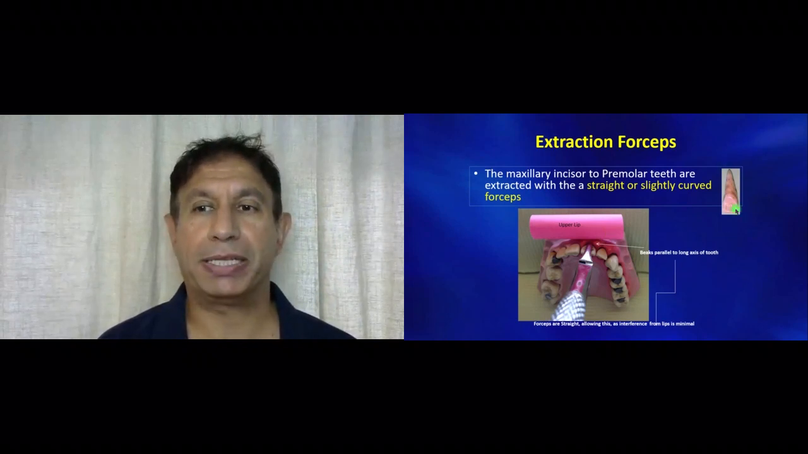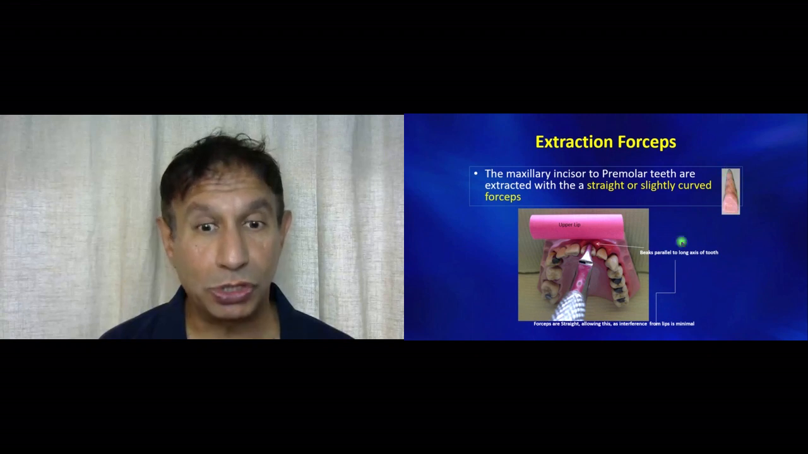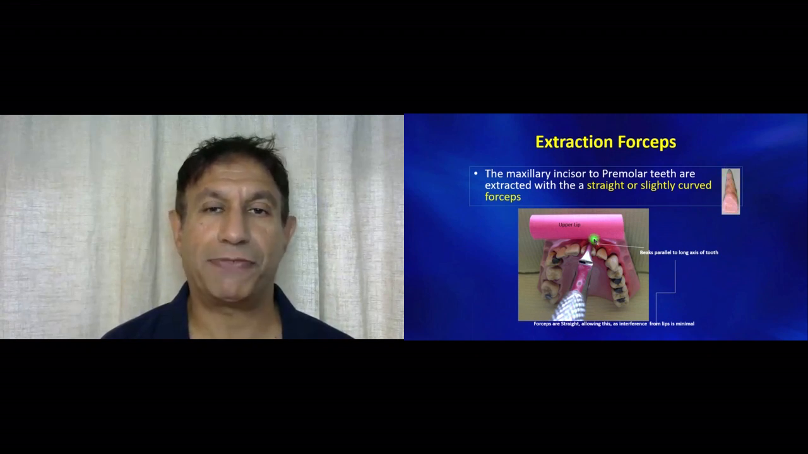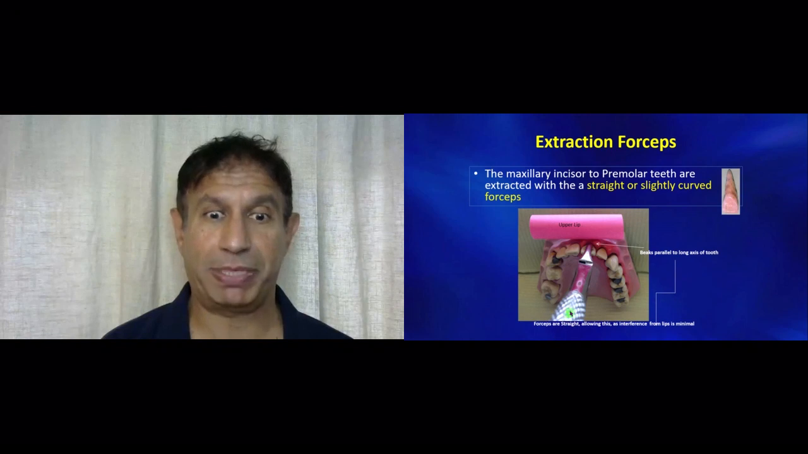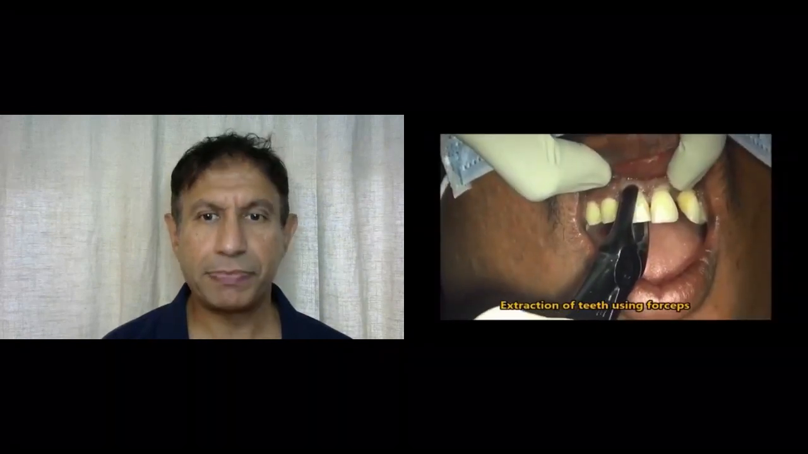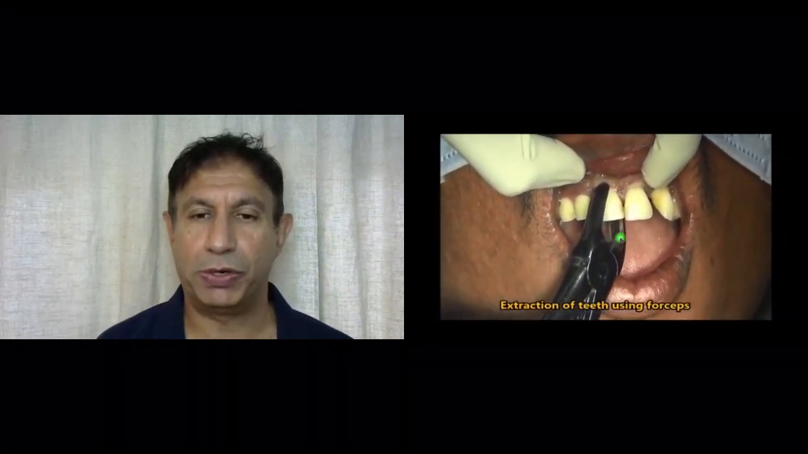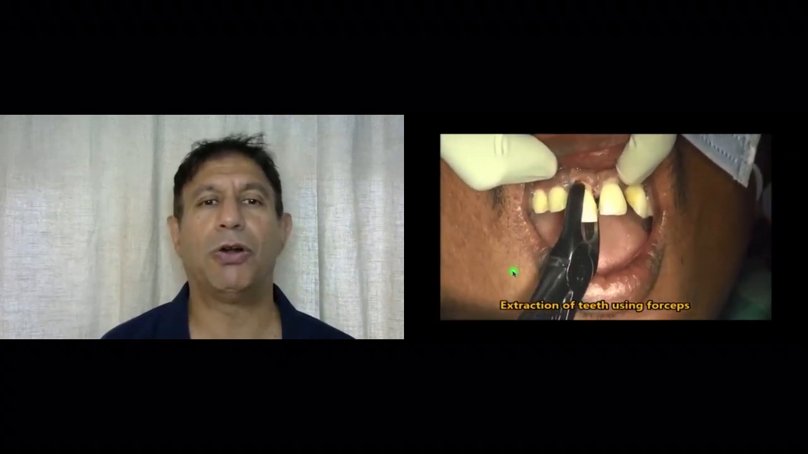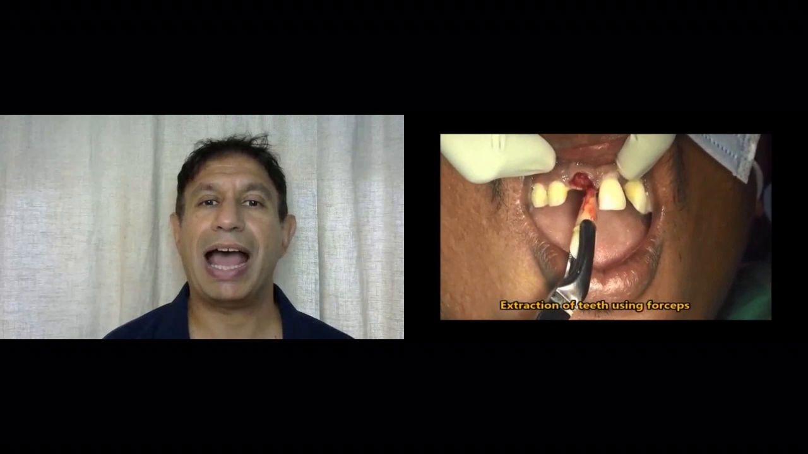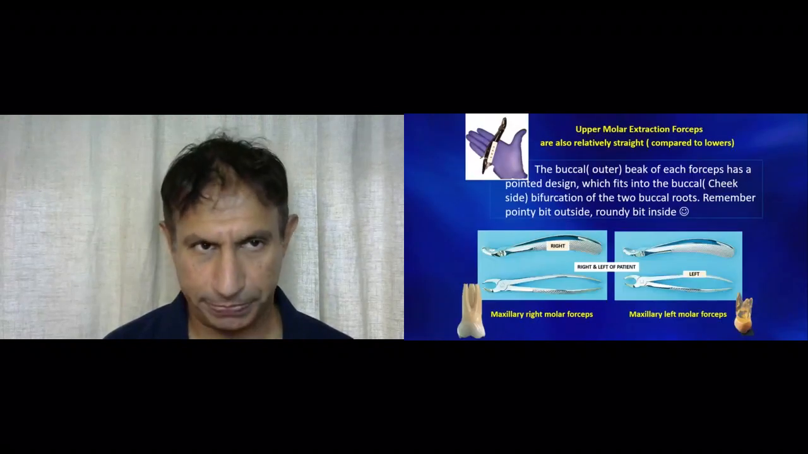Now your upper incisors have got slender roots, so the upper forceps have got slender beaks. These beaks have to be parallel to the long axis of the tooth, so that is why the upper anterior forceps are relatively straight. So relatively straight forceps allow the beaks to be parallel to the long axis of the tooth, so you can have a good grip on the tooth.